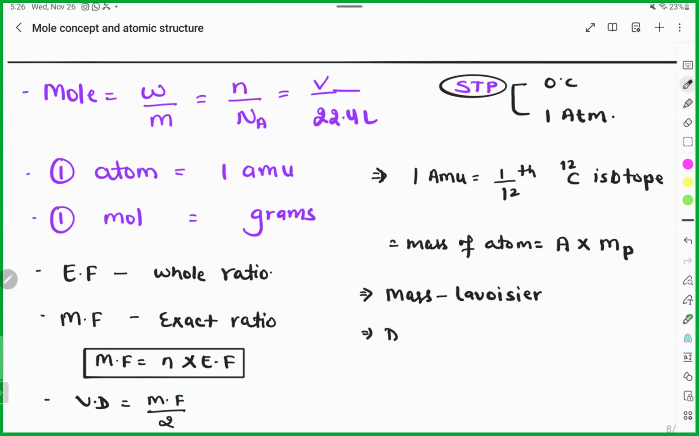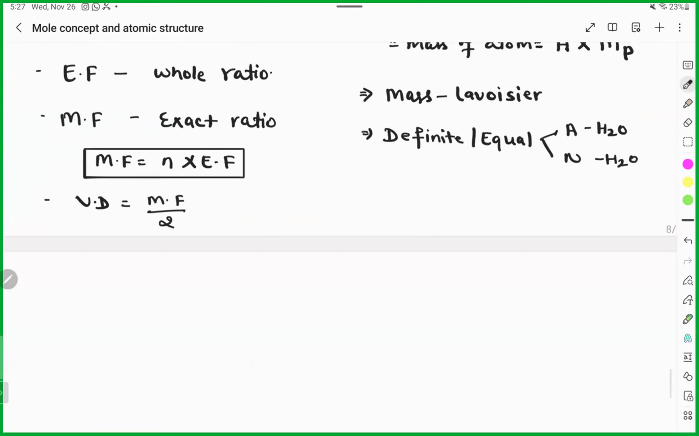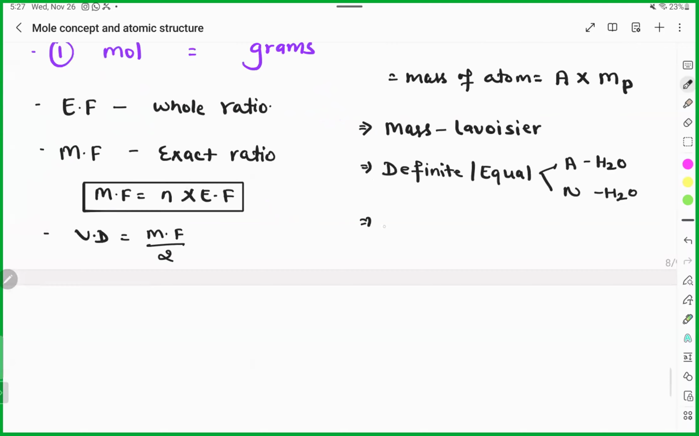Second, law of definite proportion or equal proportion. He said whether you take artificial thing or natural thing, content will remain same. Like if you take natural water or artificial water, content will remain same. Law of multiple proportion. Multiple things will be present in the right proportion. Example, if you take NO, NO2, NO3, here oxygen is present in the simple whole ratio.